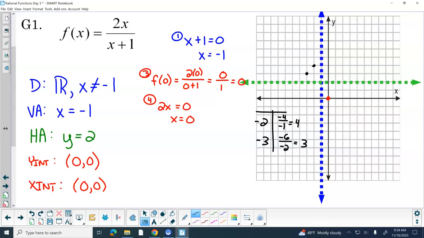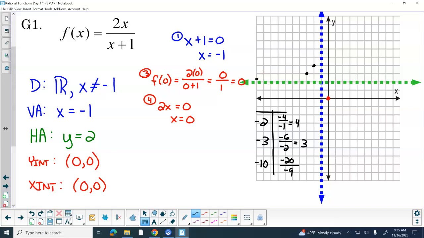Then I always like to go out to the end of my graph. 2 times -10 is -20. -10 plus 1 is -9. -20 divided by -9 is a little bit more than 2. Because 2 would be 18, so it's actually 2.2, which would put me right there.